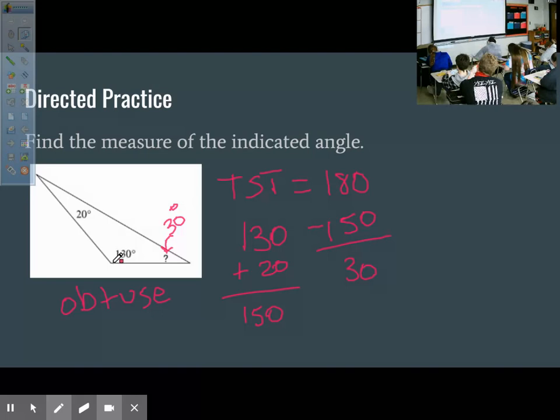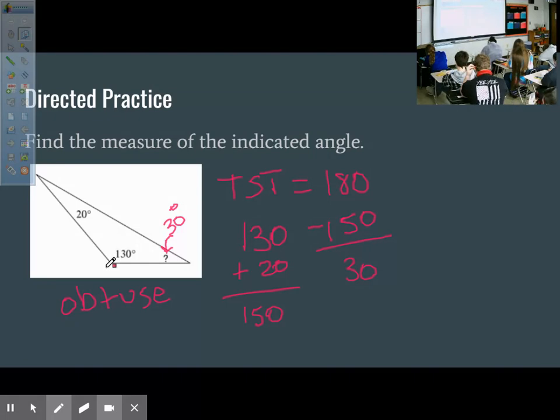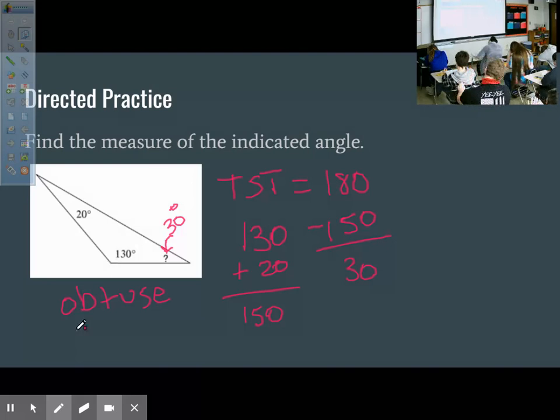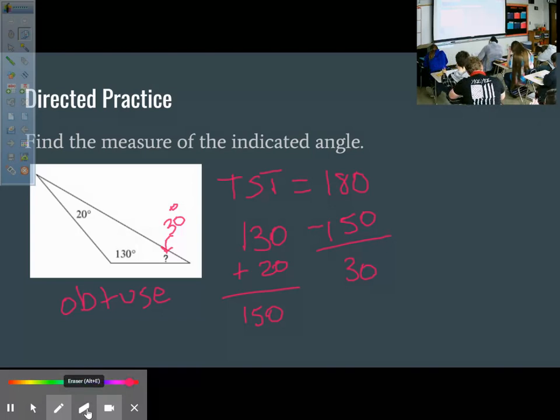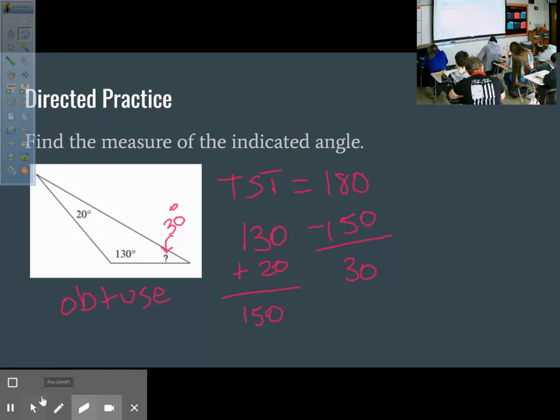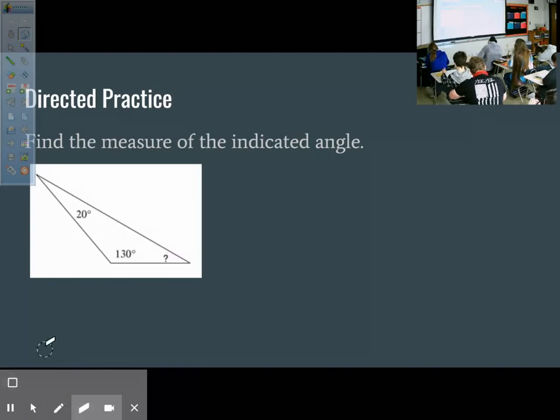Okay, I'm confused. Where are you getting all this TST from? Triangle sum theorem, the first letters. So you put that on every single one of them? If I'm using triangle sum theorem, I do. You don't have to though, do you? This is just so they can see where my numbers are coming from.